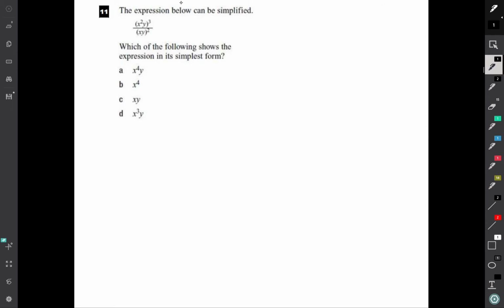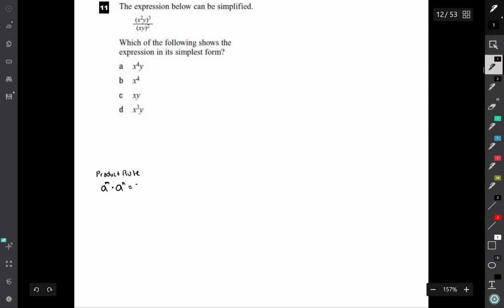So there is the product rule, and that's when we're multiplying two powers that have the same base. So if we had a exponent m times a exponent n, what we would end up with is a exponent m plus n. Okay, so that's the product rule.